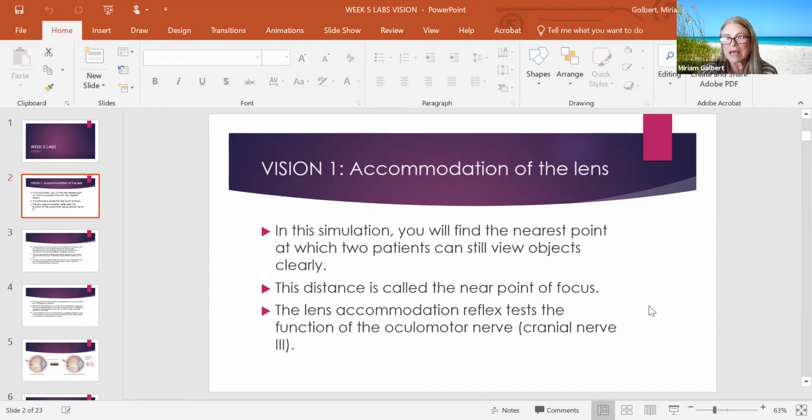Because accommodation is almost like when you use a microscope and you're trying to focus with the fine adjustment knob so that you can really see a sharp image. So that's what accommodation is all about. And when you find the object and the object is clear, that's what is called the near point of focus. So the distance at which you can see something very clear or sharp is called the near point of focus.